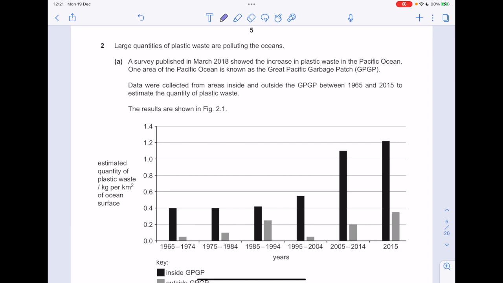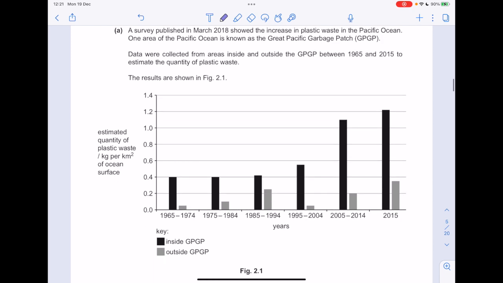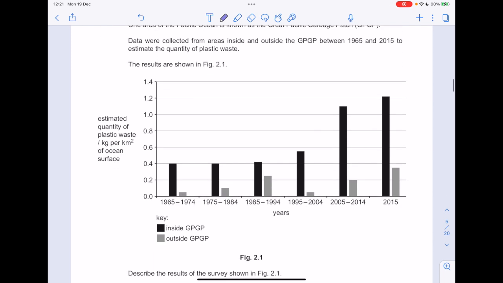Large quantities of plastic waste are polluting the oceans. A survey published in March 2018 showed the increase in plastic waste in the Pacific Ocean. One area of the Pacific Ocean is known as the Great Pacific Garbage Patch, GPGP. Data were collected from areas inside and outside the GPGP between 1965 and 2015 to estimate the quantity of plastic waste. The results are shown.